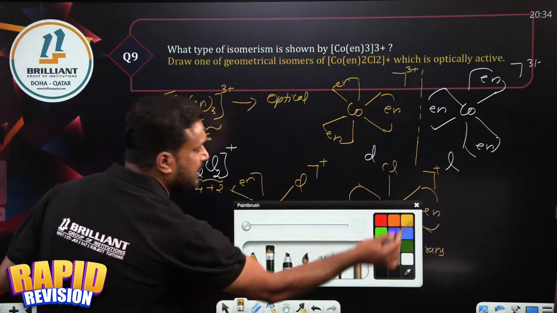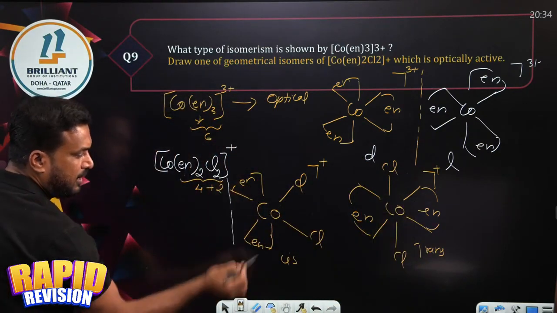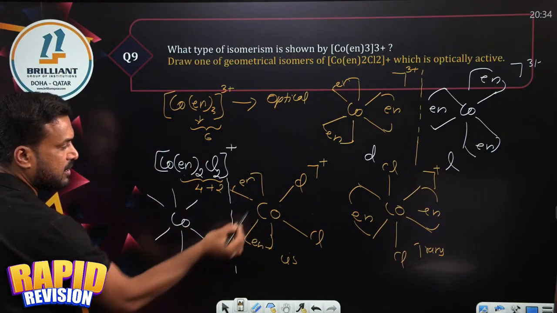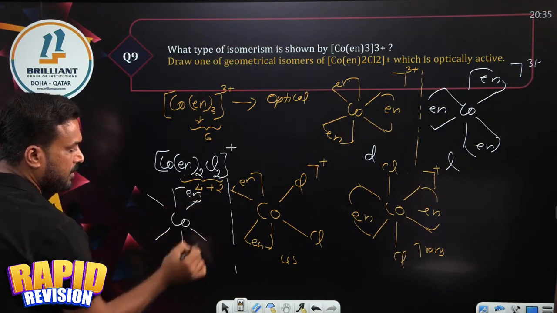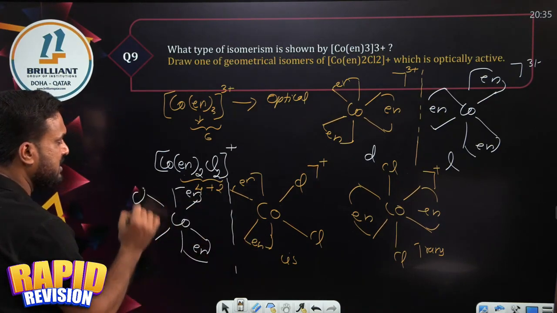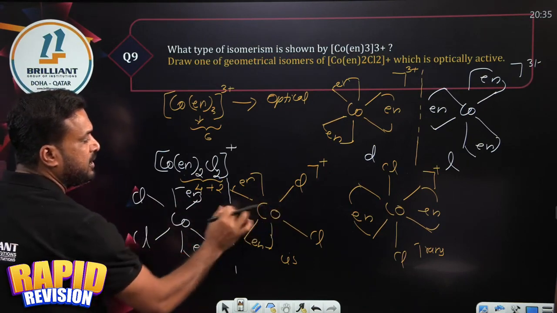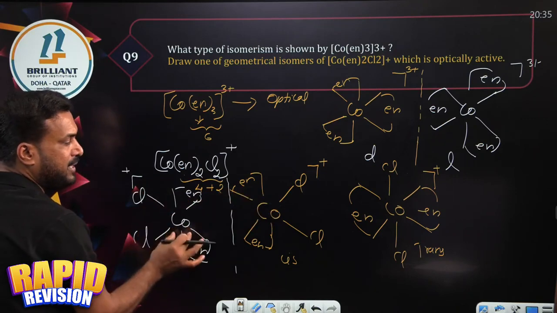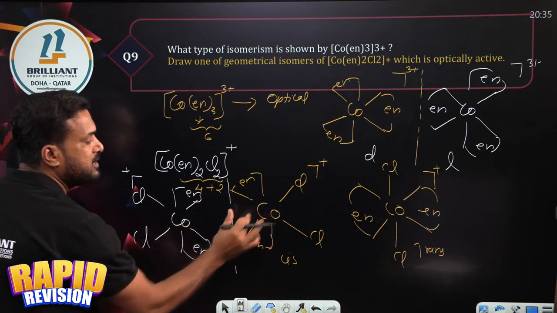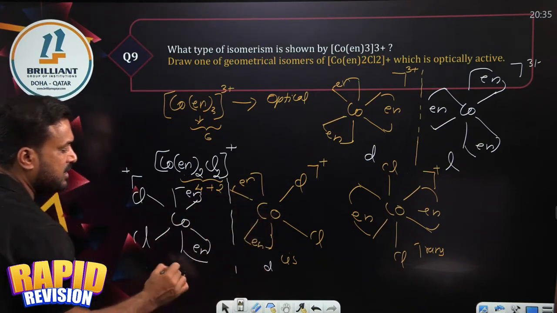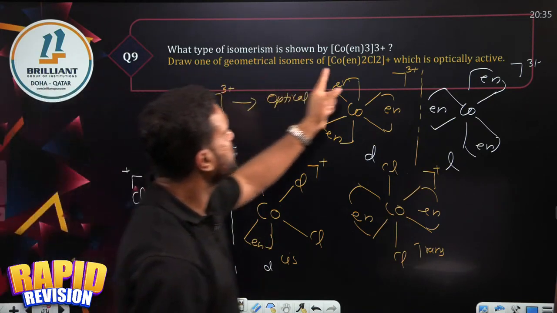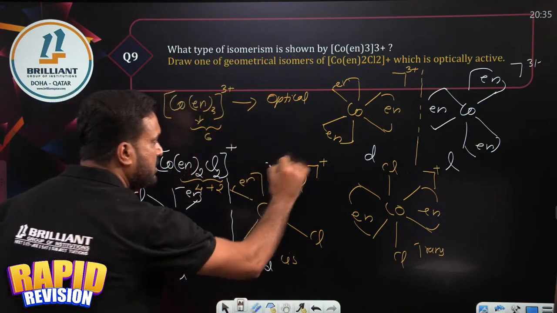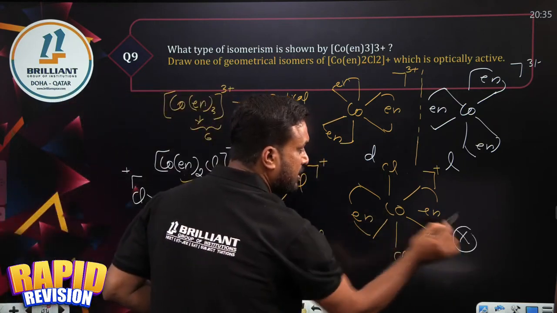So I will do one thing: straight from this one, I will draw the mirror image over here. The mirror image of this one will be: Co, 1, 2, 3, 4, 5, 6. Here the en will come, and here the en will come, and 1 Cl will go, 1 Cl. I'll put plus over here. So this is a non-superimposable mirror image that we are getting. If you take this one as D, this one is L. They are asking to draw the geometrical isomer of Co(en)2Cl2 which is optically active, so you need to draw only this. No need to draw this one; I drew it just to understand.